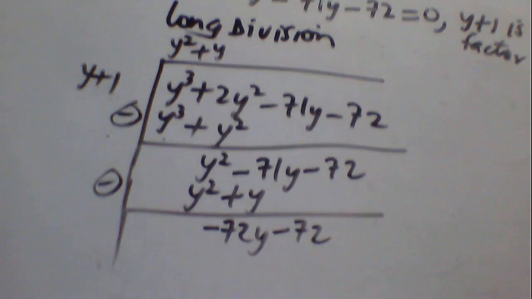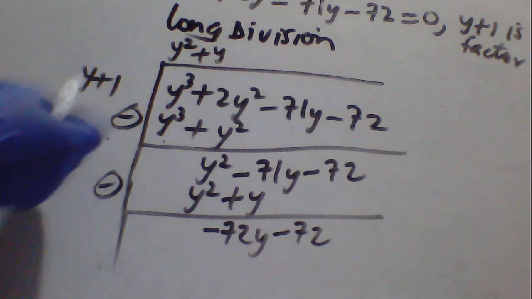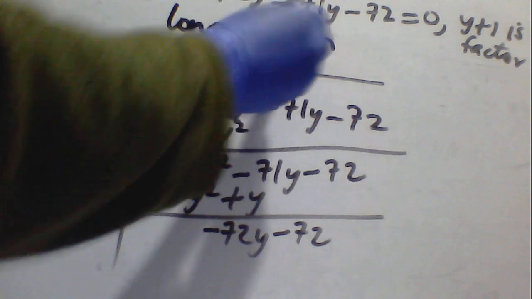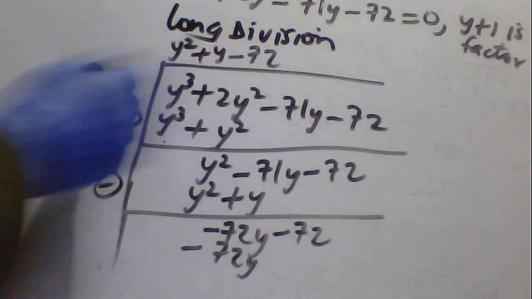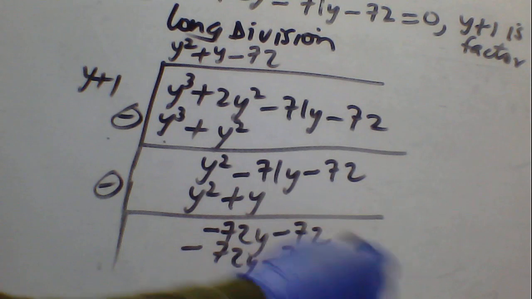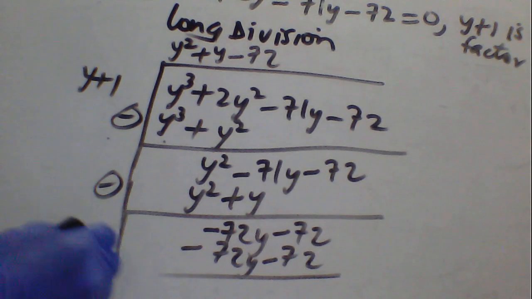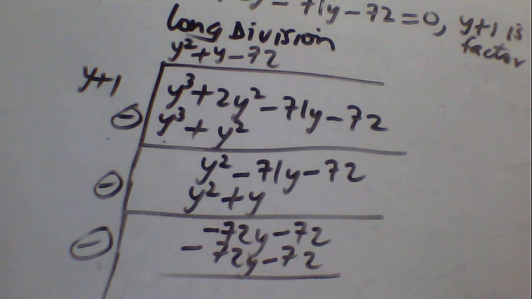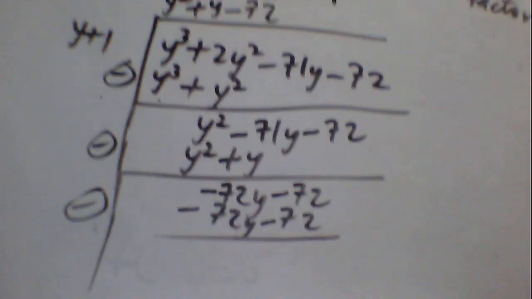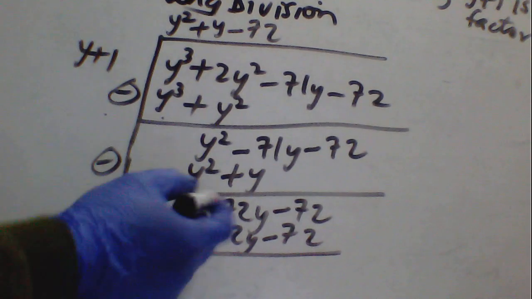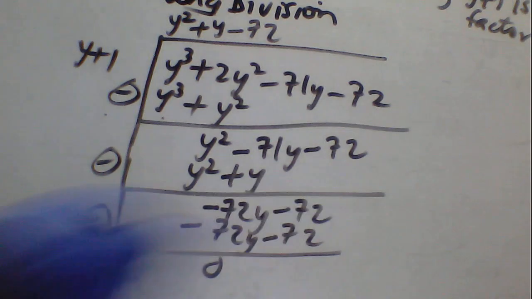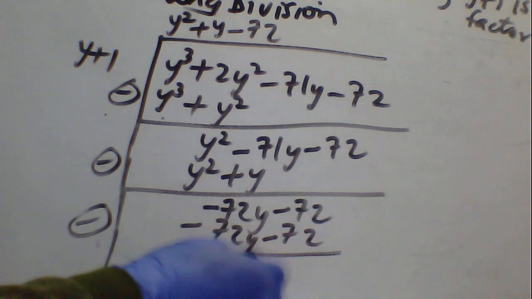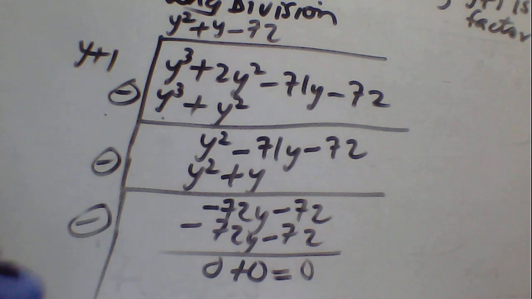So from here, minus 72y divided by y will give us minus 72. Minus 72 times y will give us minus 72y. Minus 72 times 1 will give us minus 72. So from here you subtract. Minus 72y minus minus 72y will give us 0. Minus 72 minus minus 72 will give us 0. So 0 plus 0 is 0.